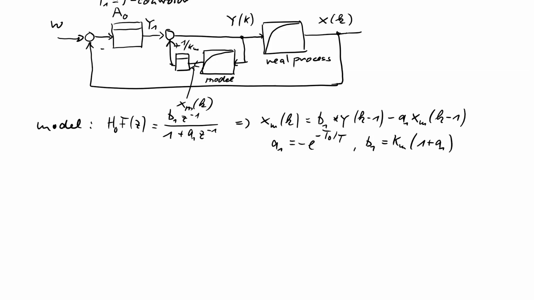Okay, that's the first step. In the summing point, we can also write down the equation. The summing point equation is y of k equals y1 of k, the output of my P controller, plus, and now this signal out of my model, 1 divided by Km times xm of k.